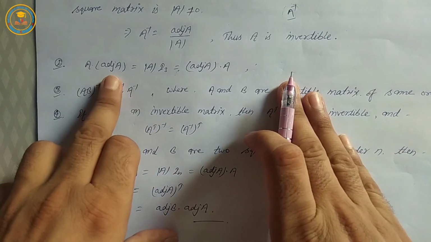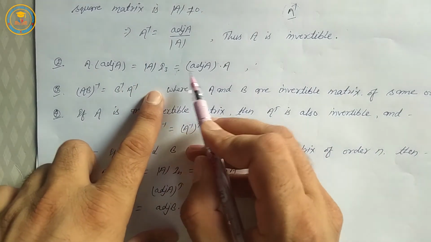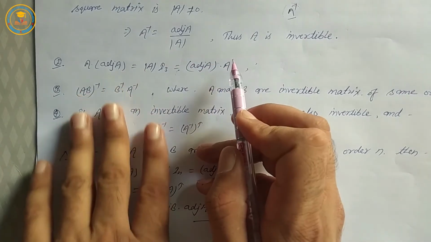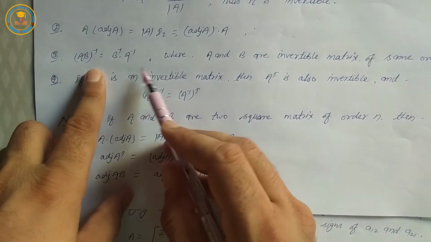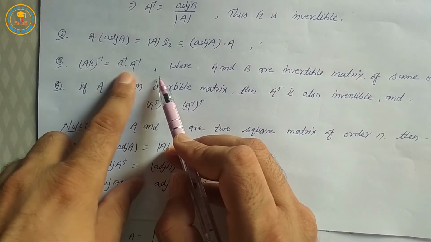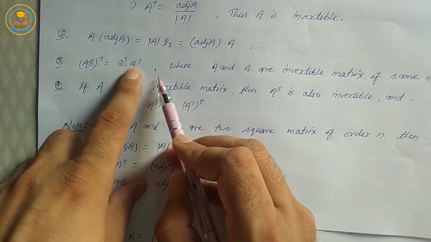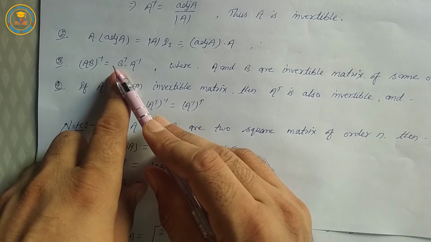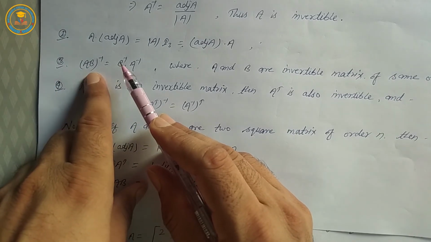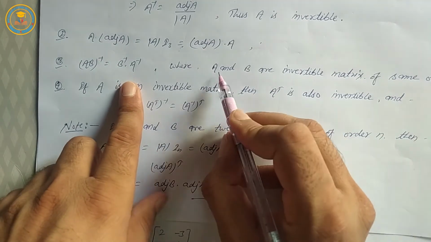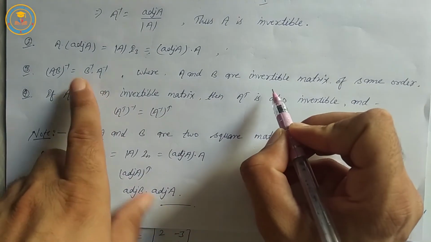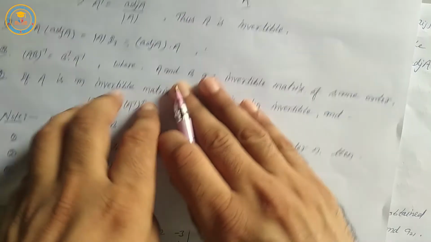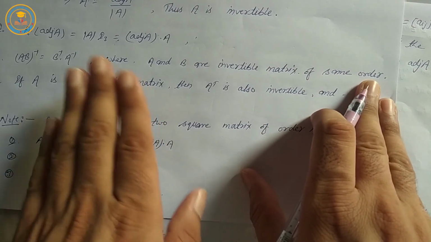Second point: A into adjoint A is equal to determinant A into I3, which is equal to adjoint A into A. It means left is equal to middle is equal to right side. Third point, property three: (AB) inverse is equal to B inverse into A inverse, where A inverse is the inverse of matrix A and B inverse is the inverse of matrix B. Here A and B are invertible matrices, meaning determinant not equal to 0, of the same order, such as 2 by 2 or 3 by 3.